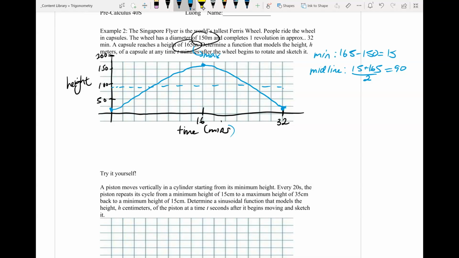Now, we're going to analyze every little bit to figure out what our equation is for this. So the amplitude is determined from our middle line to the tallest point. So amplitude is then going to be the tallest point, which is 165, minus the midline, which is 90.